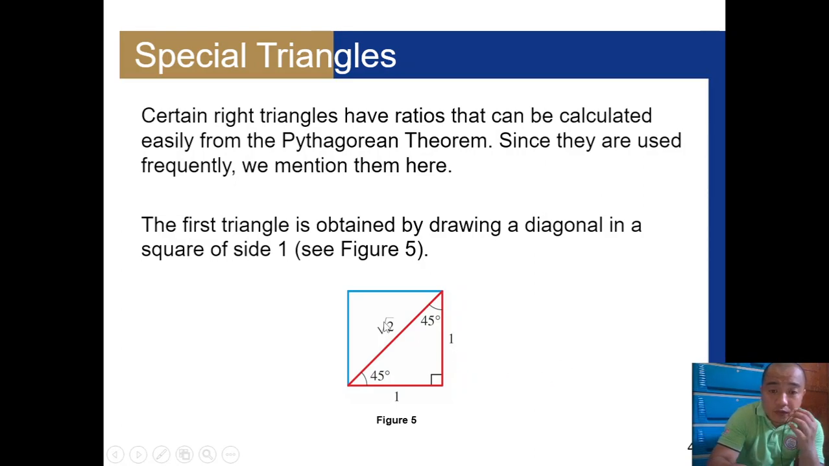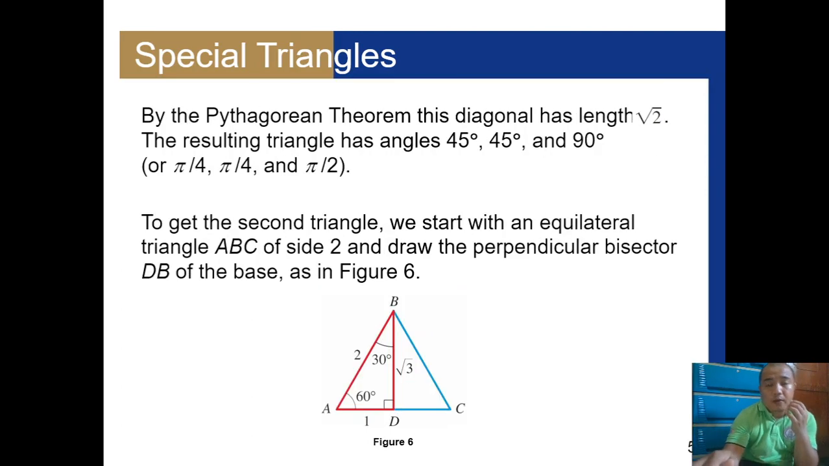Square root of 2. So meaning to say, whatever the length of the legs of an isosceles right triangle, or a 45, 45, 90 triangle, just multiply it by square root of 2. So if the legs are 2, the hypotenuse is 2 square root of 2. If the legs are 3, the hypotenuse measure is 3 square root of 2.